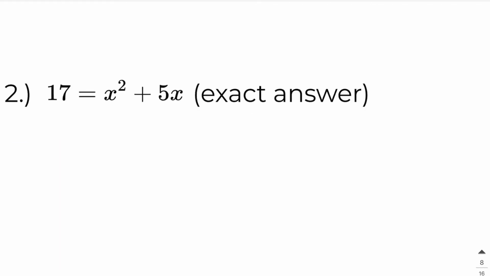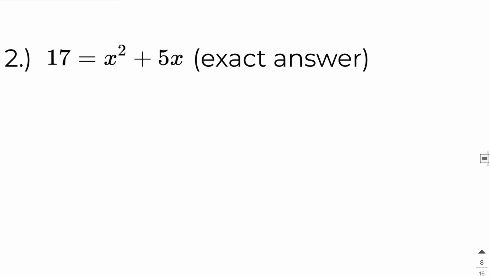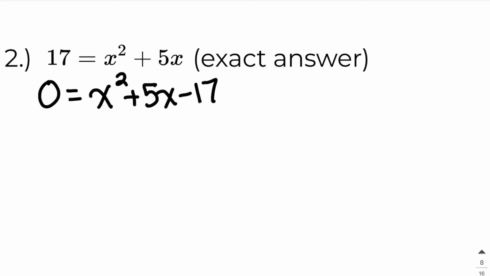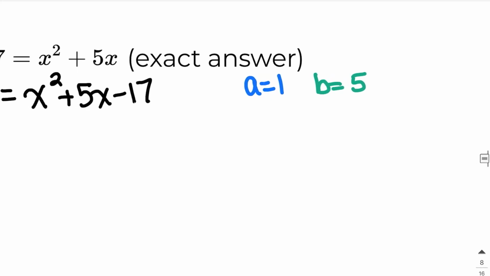Okay, in number 2, I get 17 equals x squared plus 5x. Now, it makes more sense for me to get rid of the 17 and move it over here than for me to move both expressions on the right side to the left side. So this time I'm going to have the 0 on the left side, and that is totally okay. And we should identify here that a would be 1, that b would be 5, and that c would be negative 17.